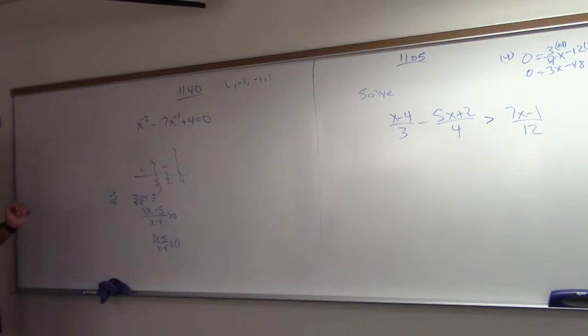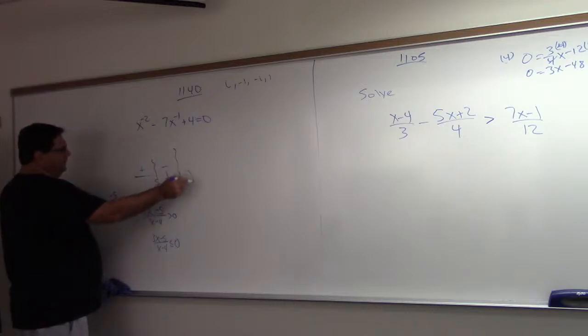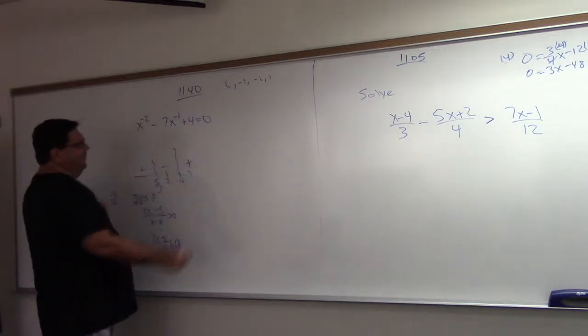Okay? When should we actually go for the second number? Always. To the right of 4, call it 6. This is positive, this is positive, so this is positive.